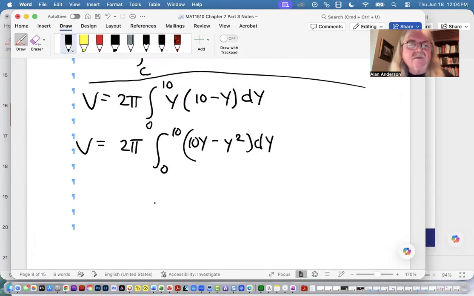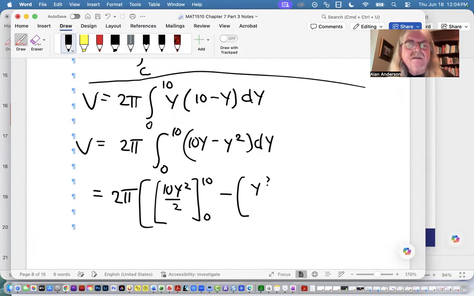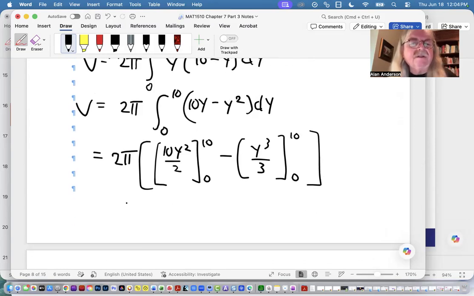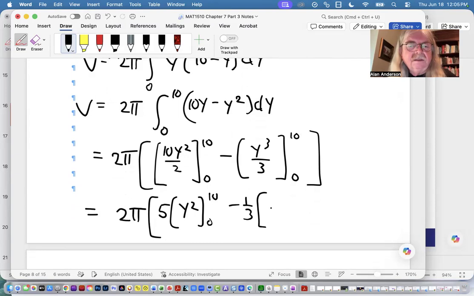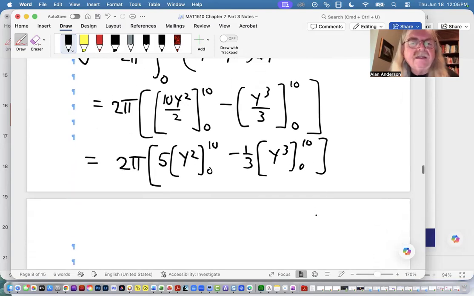All right, so we'll just use the power rule. And then we may have to simplify it a little bit. Why don't we do this? Let's get those pesky constants outside. Like this one, 10 over 2 is just 5. Okay, that should do it.